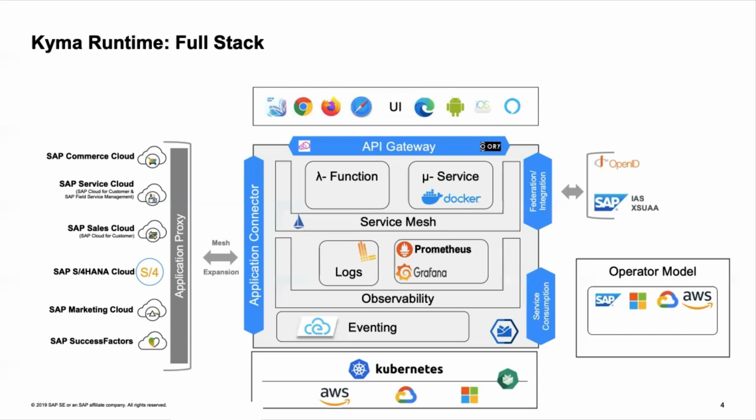For connecting to the SAP applications, there is a component called the application connector. It ensures that you are able to connect to your SAP applications with very few configurations and very few clicks. If you have already seen some examples of connecting, for example, Commerce Cloud or Cloud for Customer, you can see that the flow is quite straightforward, and all this is achieved by virtue of using this application connector as a part of the Kyma runtime.